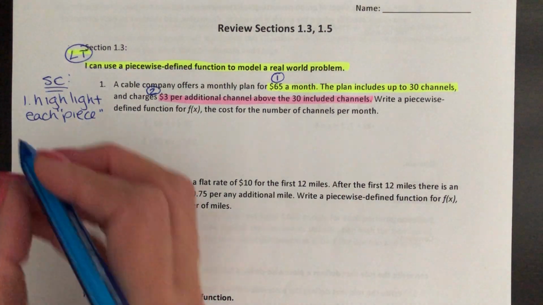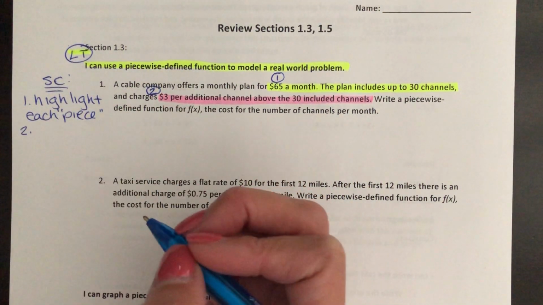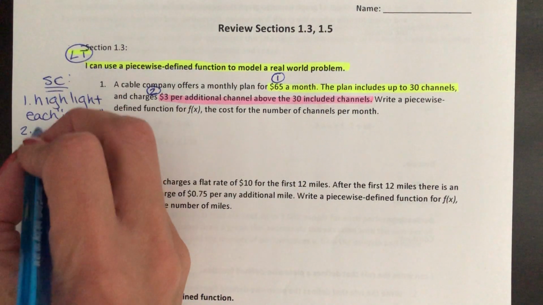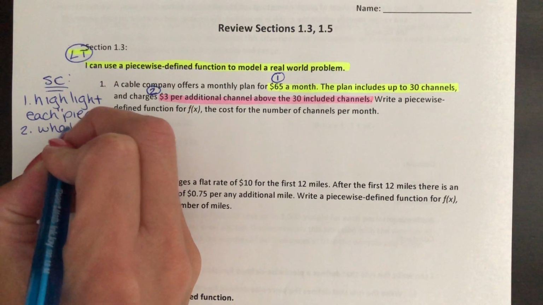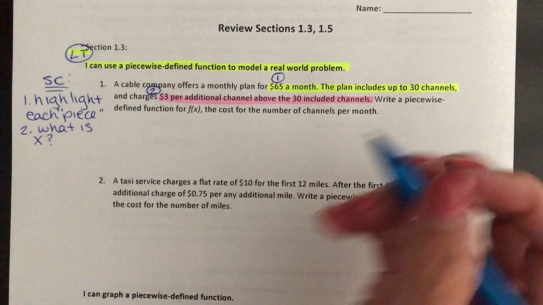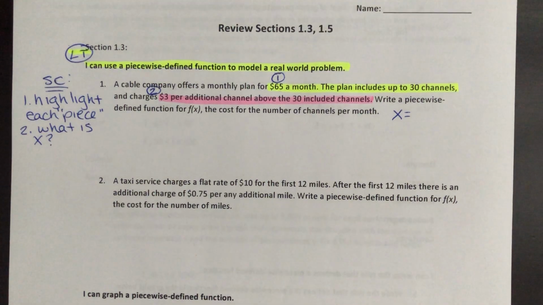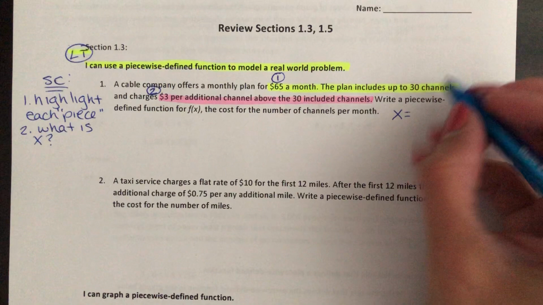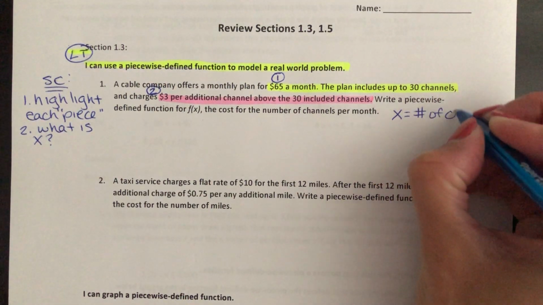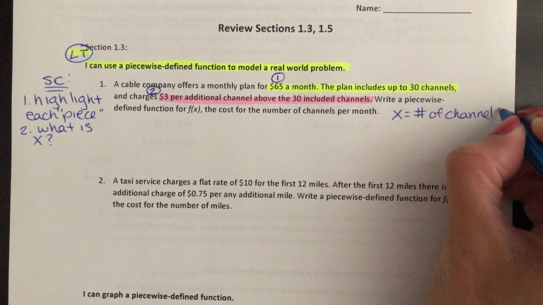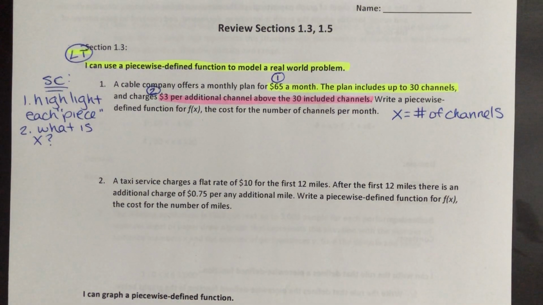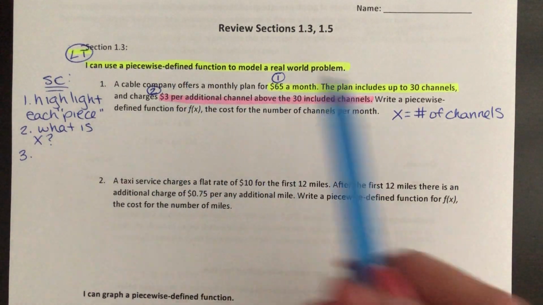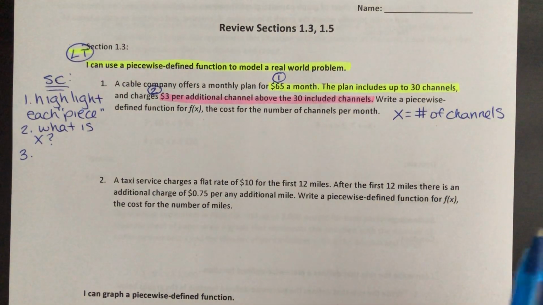So we want to write a piecewise function for f of x, the cost for the number of channels per month. So secondly, I want to figure out what is my x in this problem? What is my unknown? So what is x? In this problem, x is the number of channels. That's the variable in this problem. Okay, so I've highlighted my two pieces. I figured out x. Now I'm ready to write my answer.